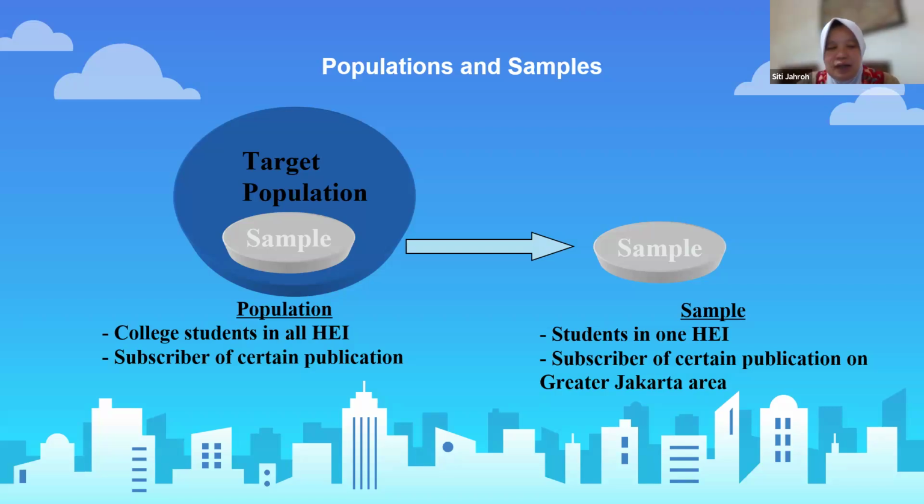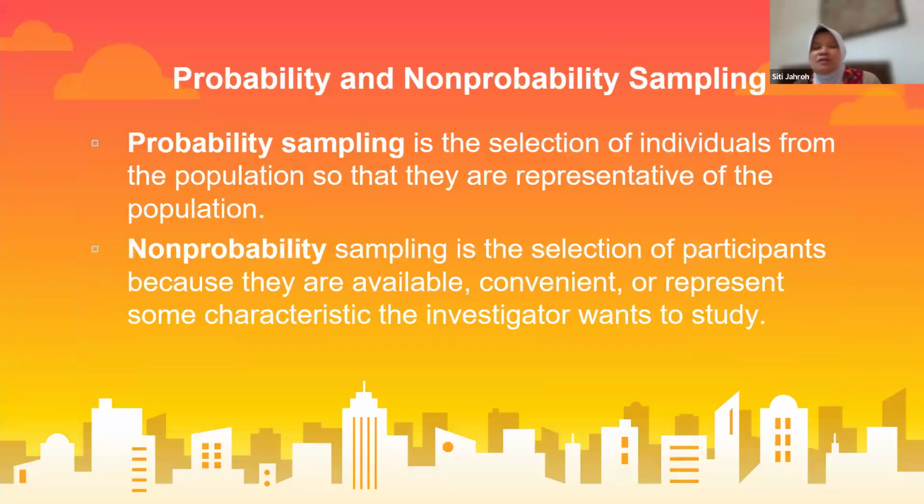Okay, and then for sampling, there are two types, probability sampling and non-probability sampling. Anyone would like to explain what they are? What is probability sampling? What is non-probability sampling? Anyone would like to explain? You may raise your hand.